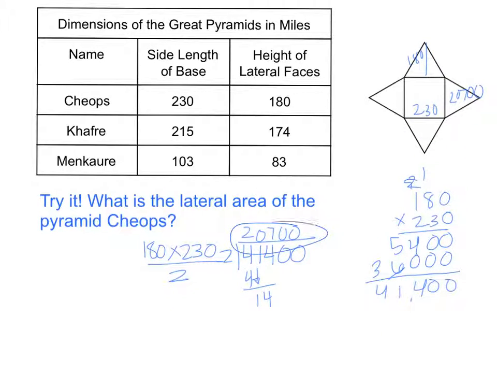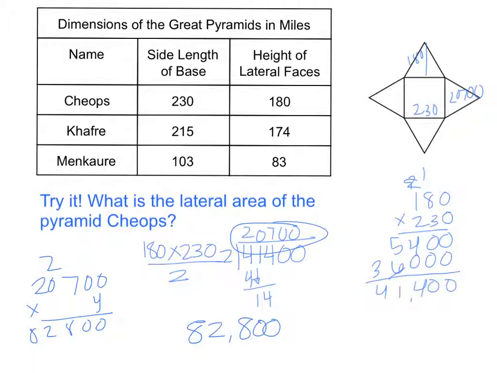Now I'm going to take this number and times it by 4. Okay, which gives me 82,800 miles, which I got from right there, squared. Wow, that is one big pyramid. And that's just the lateral face. That doesn't even include the base, which would be another huge number.